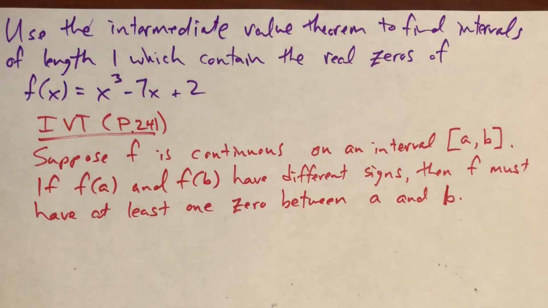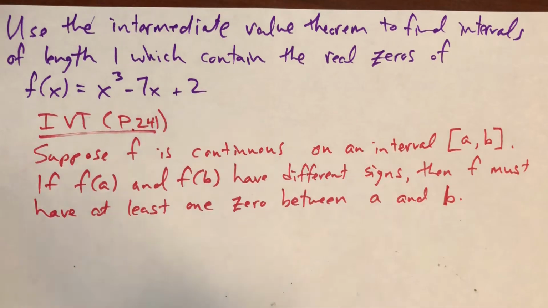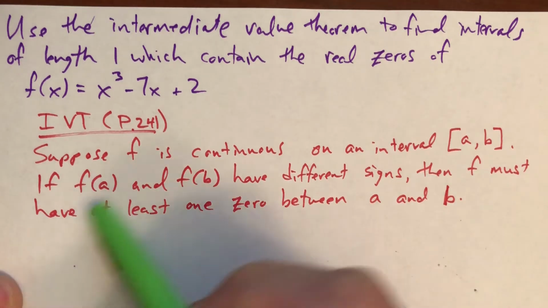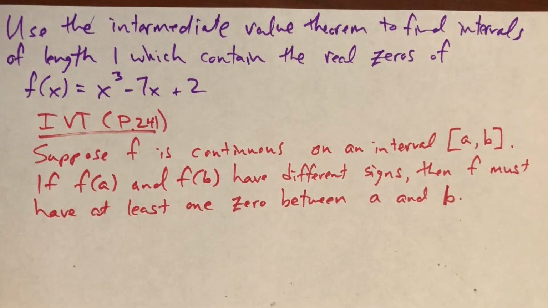Let's use the intermediate value theorem to find intervals of length 1 which contain real zeros of this polynomial function here. So polynomial functions, we know just by the structure of these things that their domain is all the real numbers and that all polynomial functions are smooth and continuous. So if we were going to draw the graph, we could draw it without picking our pencil up off the paper.